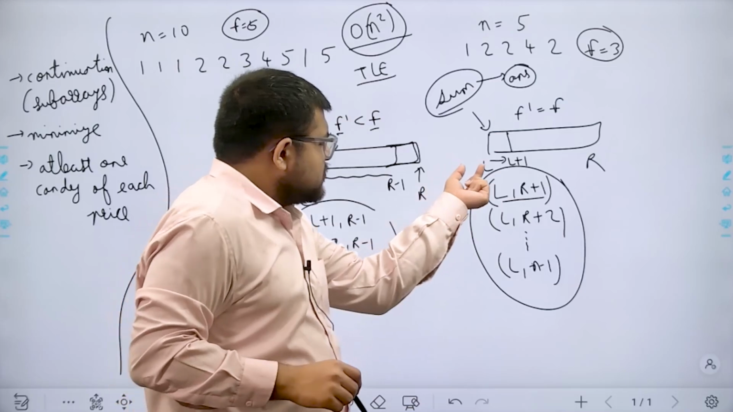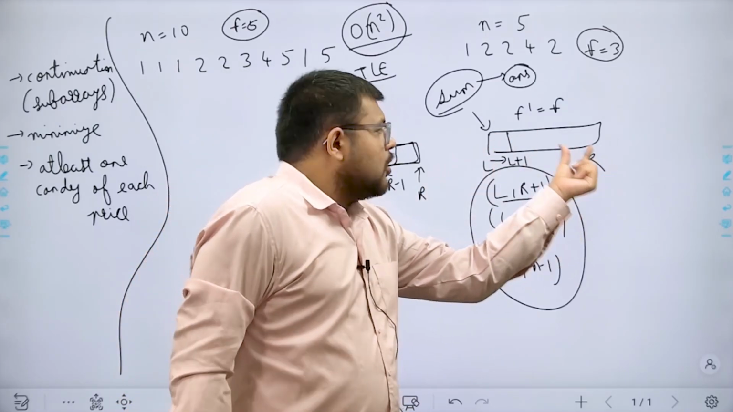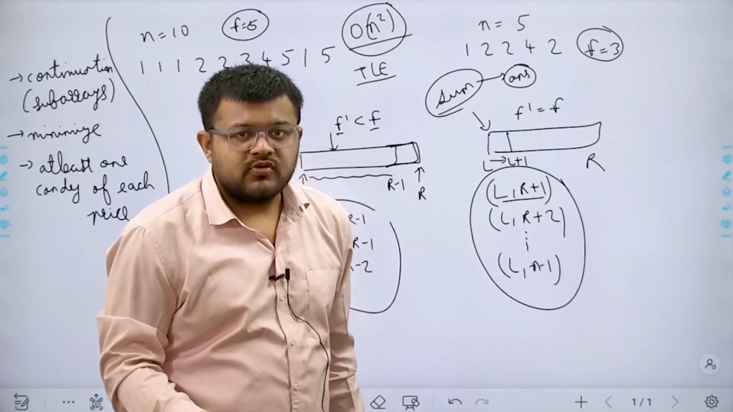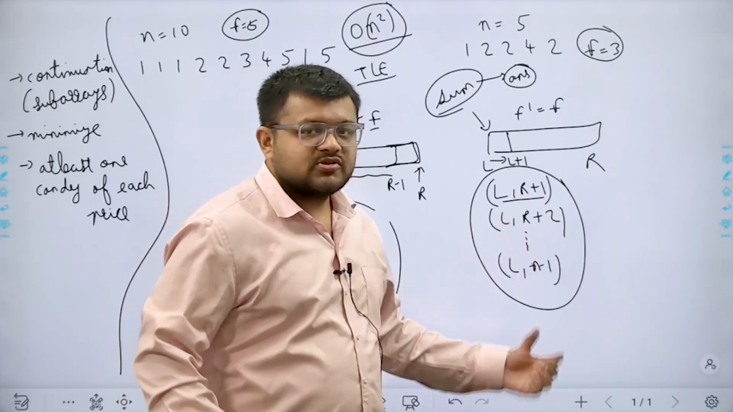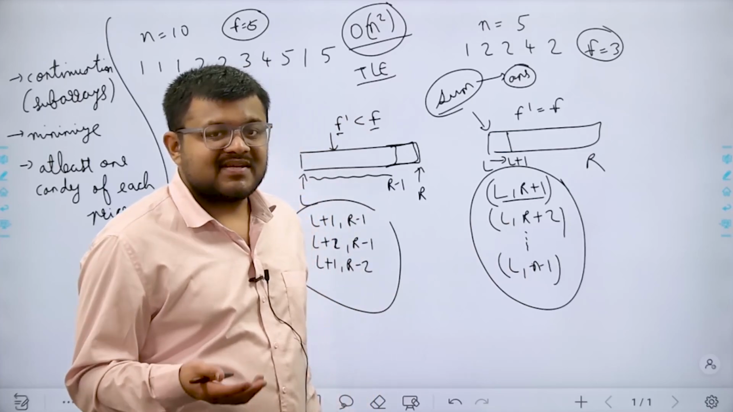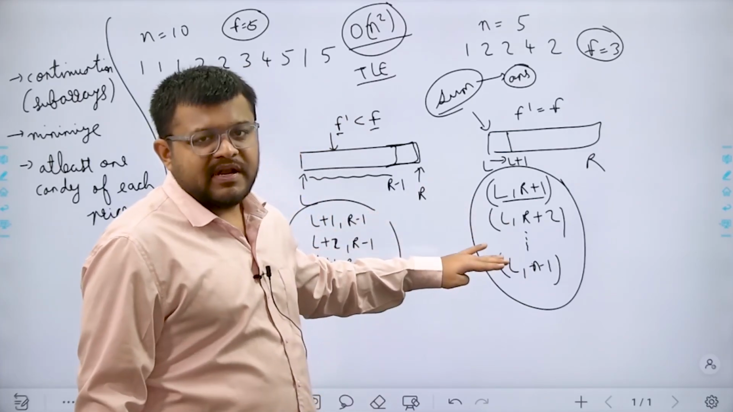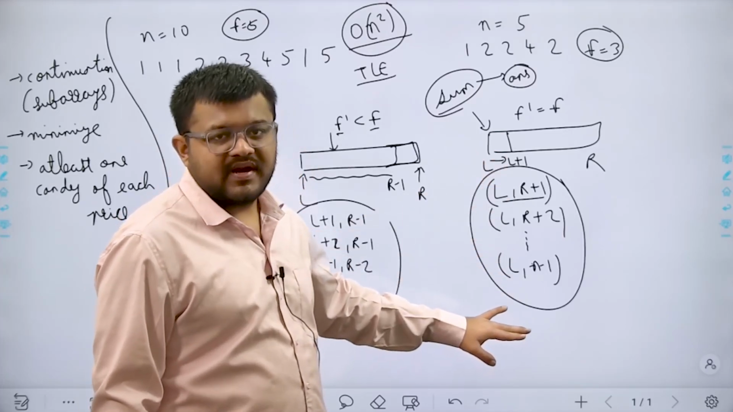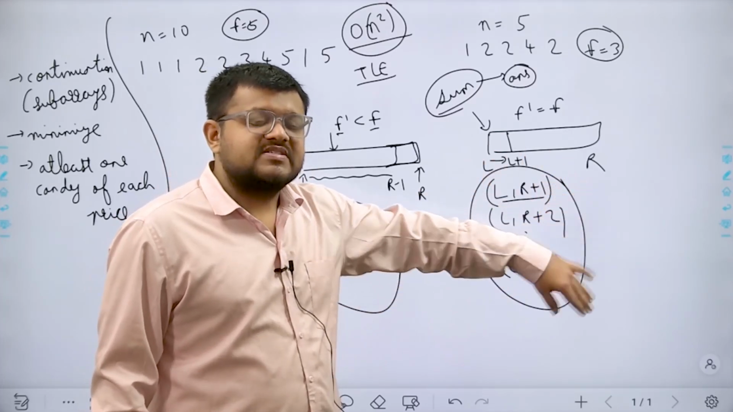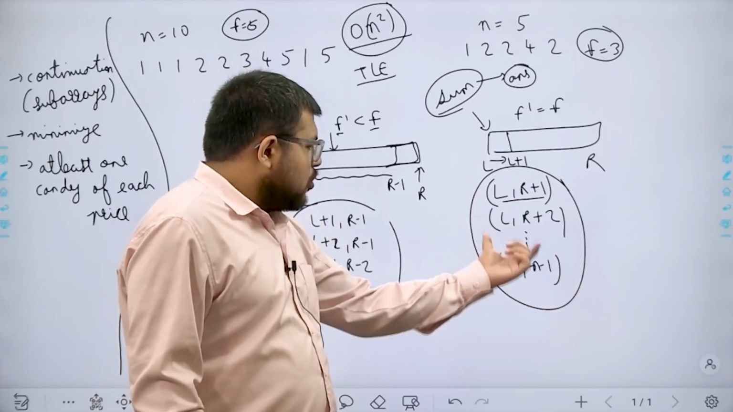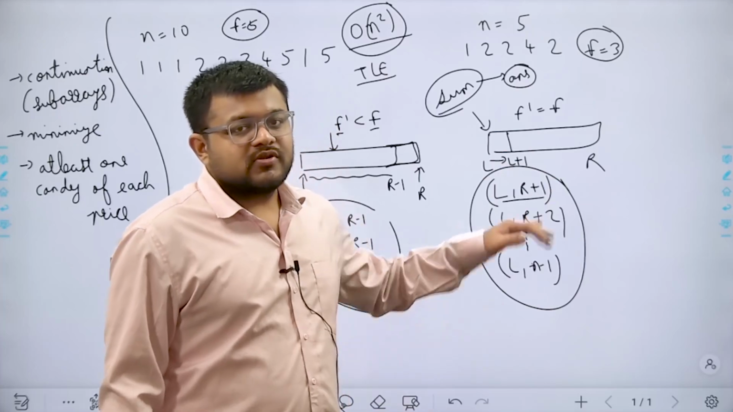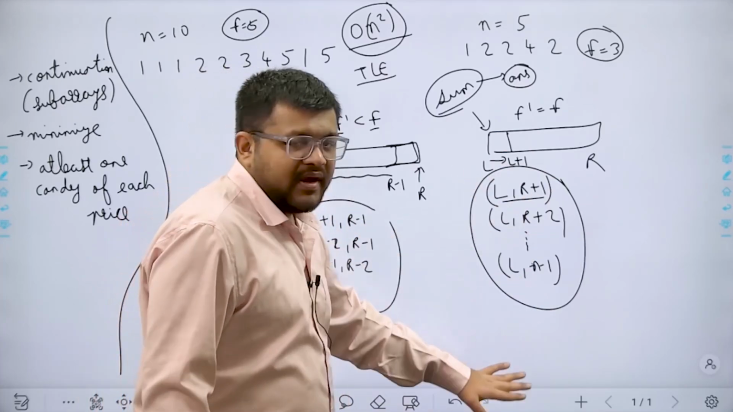Why? Because from L to R, if I have all unique candies, then from L to R plus 1, I will obviously have all unique candies. From L to R plus 2, I will obviously have all unique candies. But this will increase my expenditure, and I want to minimize the expenditure. So there is no need to calculate this, because if I increase the elements, expenditure will increase. So the cost of all these subarrays will be greater than L to R only. So there is no need to calculate this.